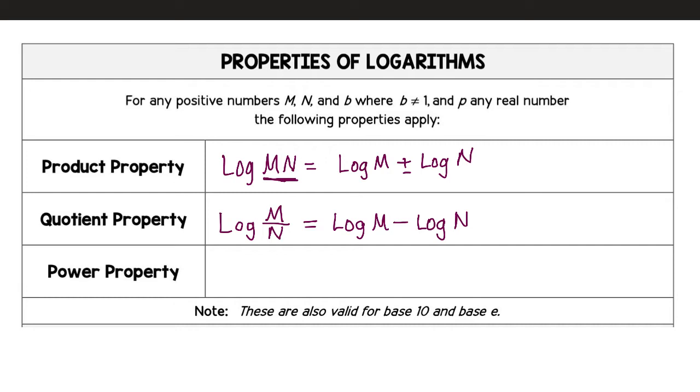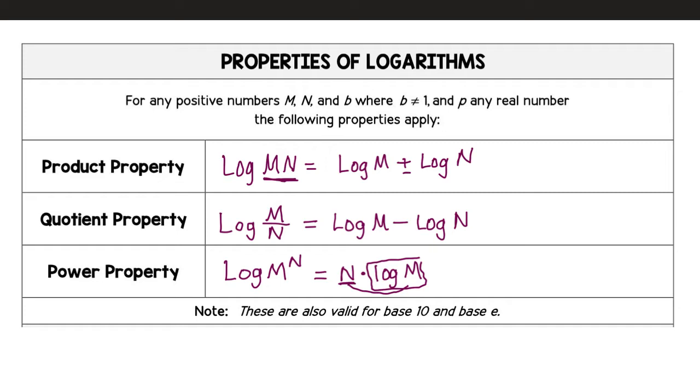And then the power property. You're going to have log m raised to the nth power. So what you're going to do with that nth power, you're going to move it down to the front. It's going to be n times log m. Now, something important for you to remember, this n cannot be multiplied to that m. Those two things are separate. This is one whole quantity. So don't ever try to multiply that n to that m. That's not going to work. So be careful with that.